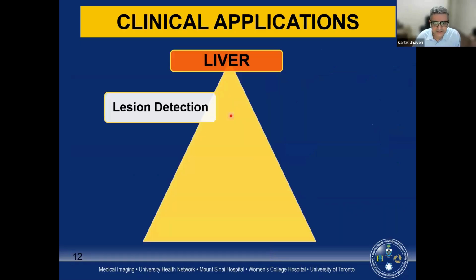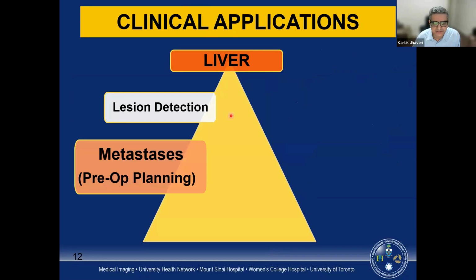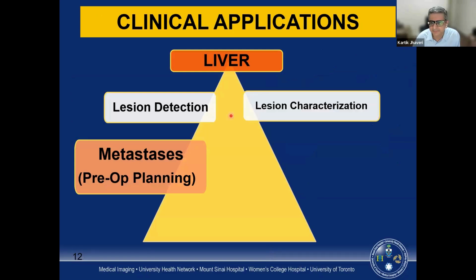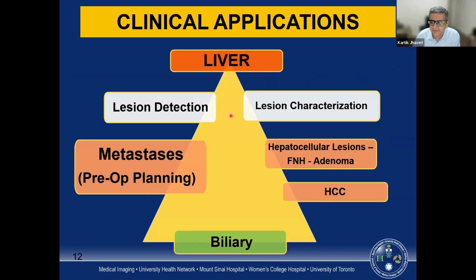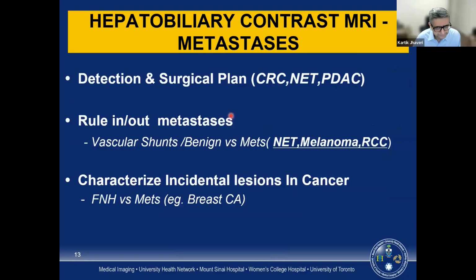In terms of clinical applications, we can talk about lesion detection, which is based on finding metastases and is particularly important for preoperative planning for liver resection. And then we can talk about lesion characterization, which is essentially the differentiation of FNH versus adenoma. And then I'll touch upon HCC. I don't think I'll have time to get into biliary applications, but we'll stick to liver lesions for today's lecture.